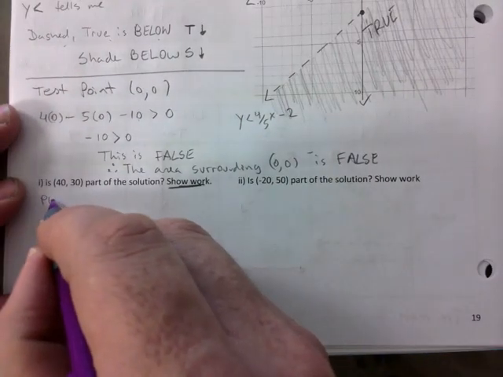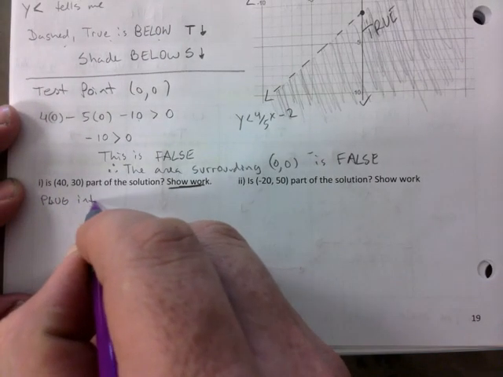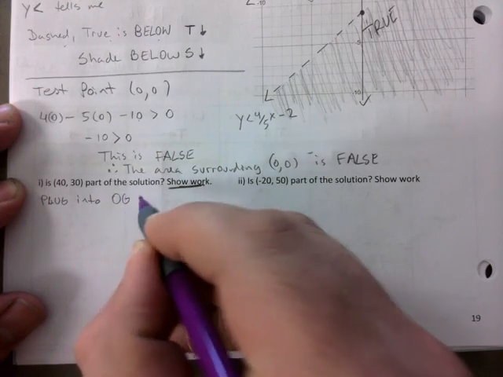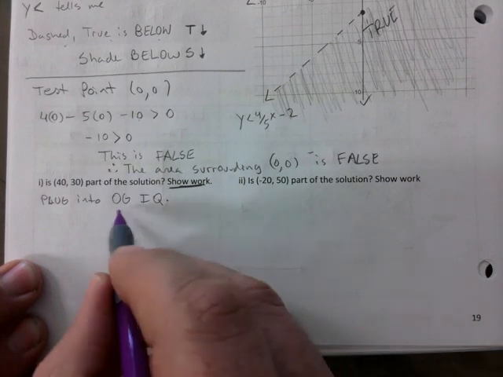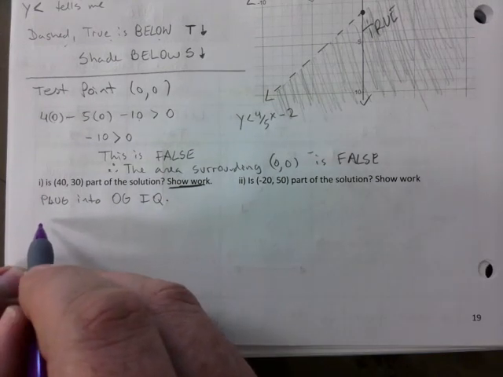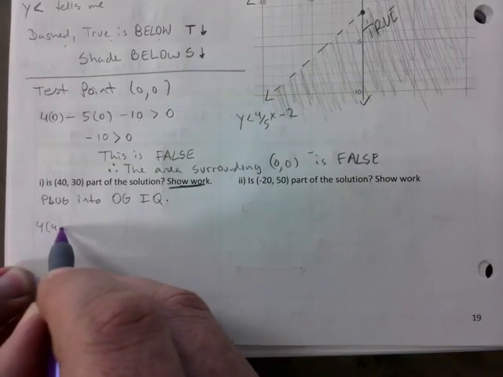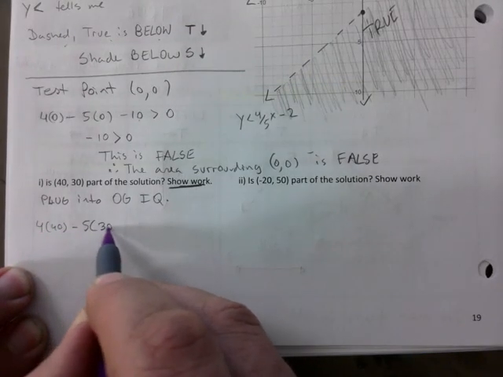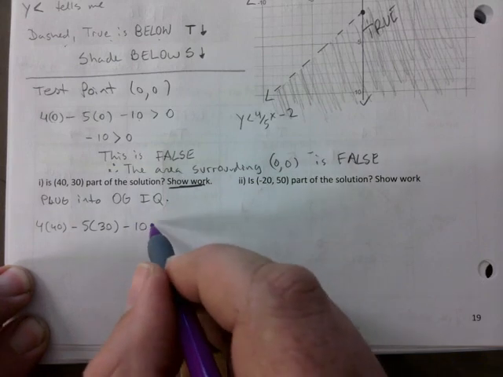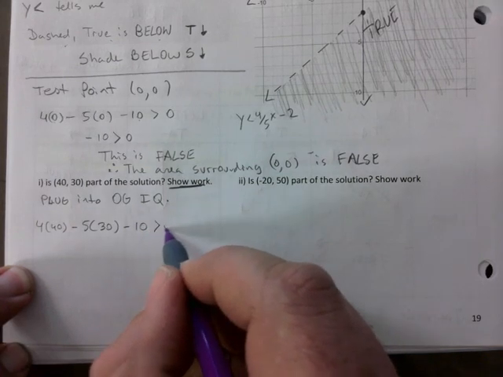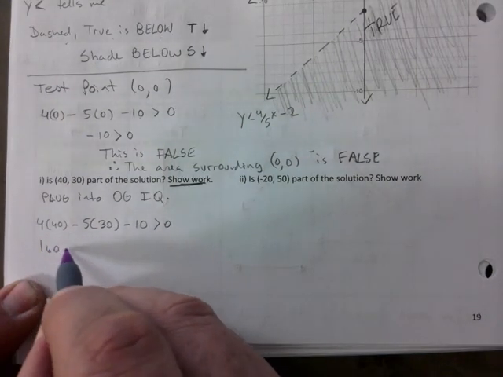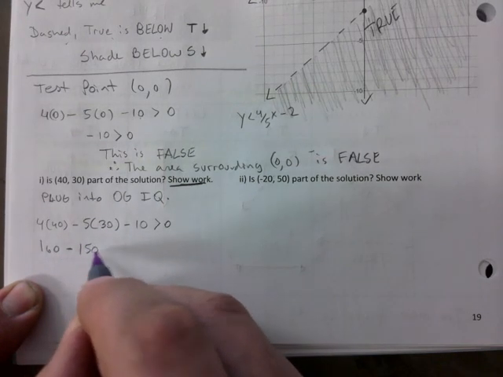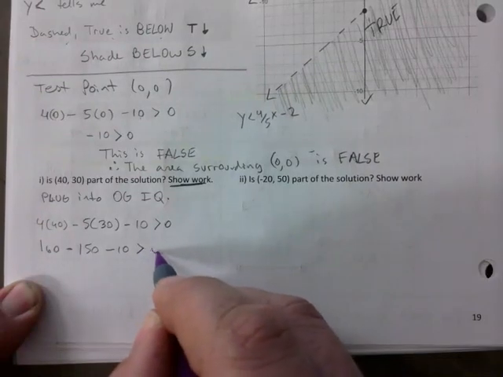Okay? Plug into the original inequality. Look at that. I managed to squeeze an OG into my lesson here. Into the original inequality. Is that going to throw you off? Anyways. So we take that. So it's 4 times 40 minus 5 times 30 minus 10. I recommend taking the very original inequality. That's your best bet. So this is 160 minus 5 times 30 is 150 minus 10 is equal to 0.